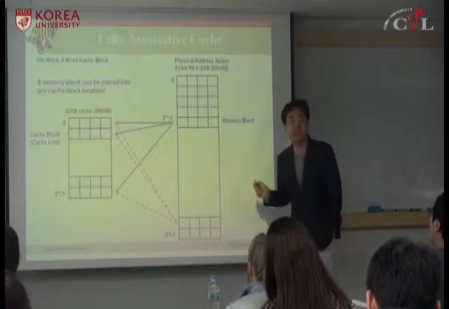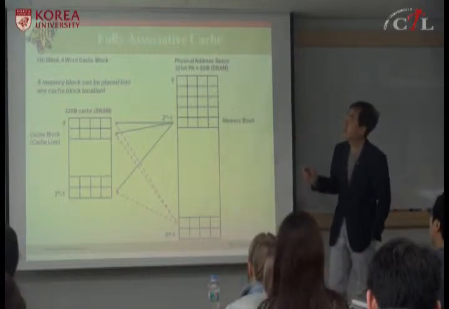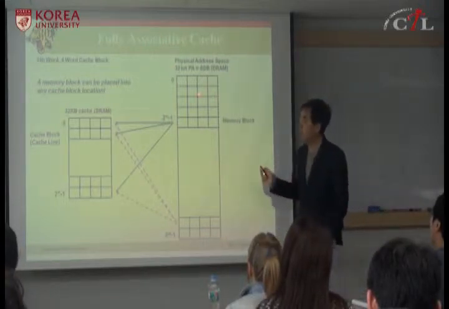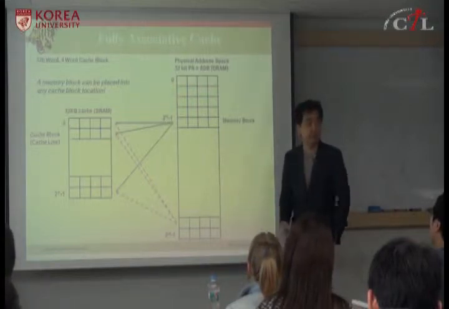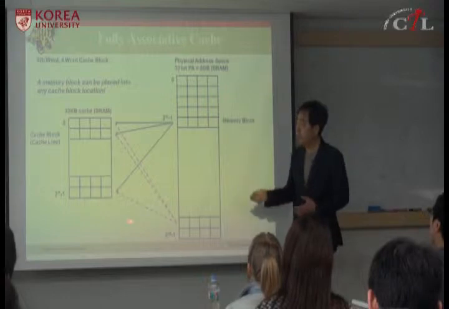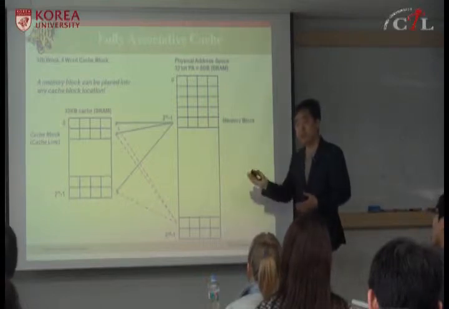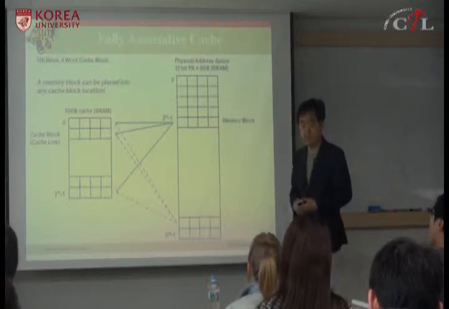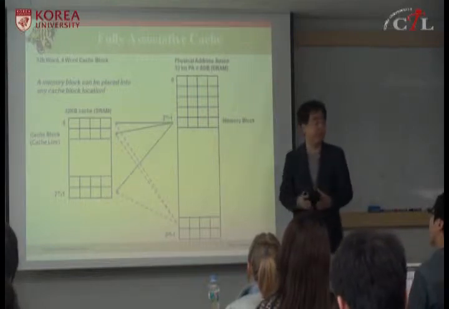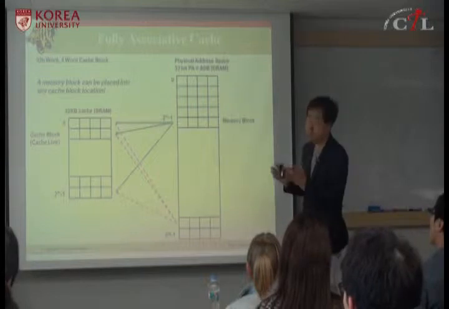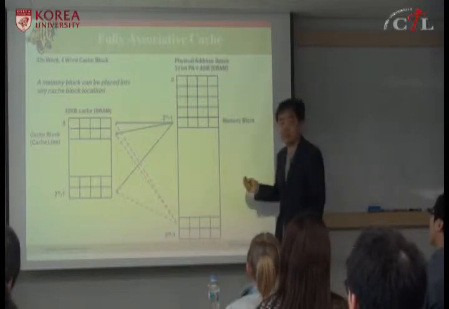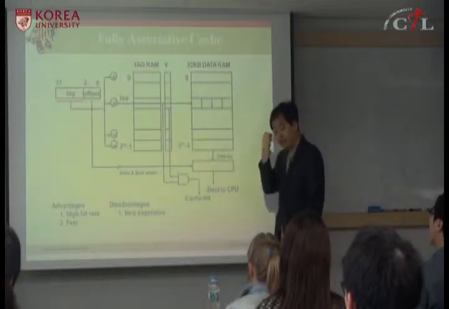Fully associative cache means any memory block can be placed into any cache block. So this is the most flexible. If any cache block is empty, you can put a memory block in there. So if this is the structure you want to design, what should be the internal organization of this structure? We need this kind of structure.